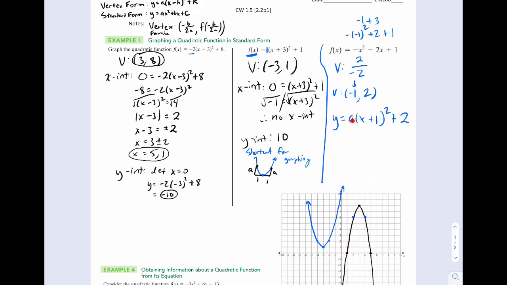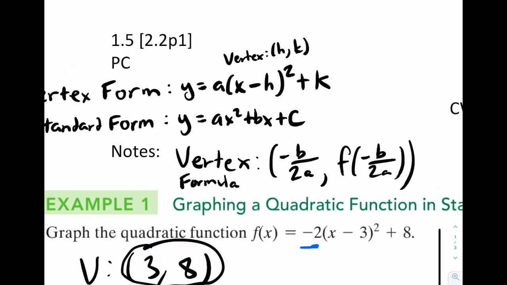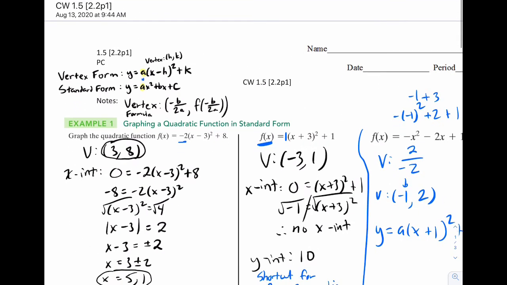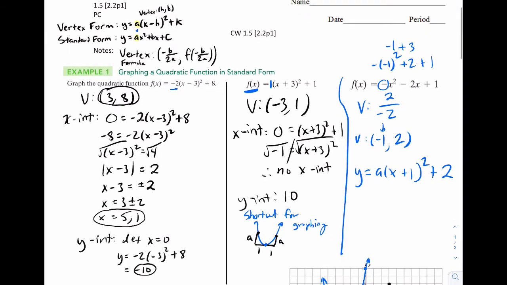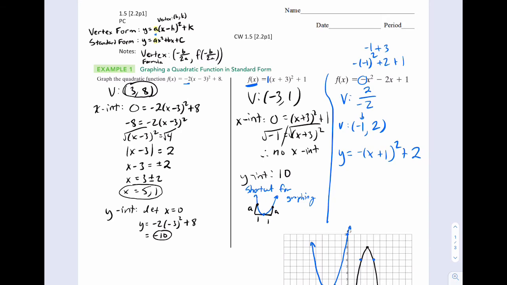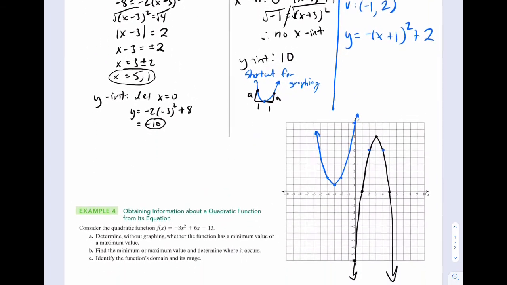The only issue is you don't know a, but this is what a lot of people don't know. In vertex and standard form, these a's are identical. They equal each other, which means you know a. It's actually negative 1. It's right there. So get rid of that. And look, there's your vertex form. No problem.